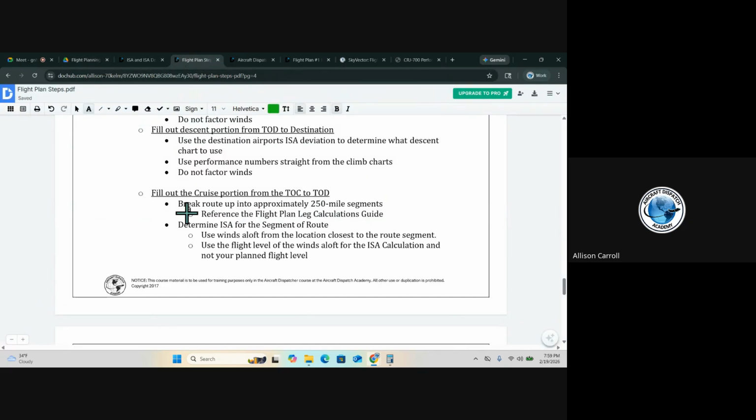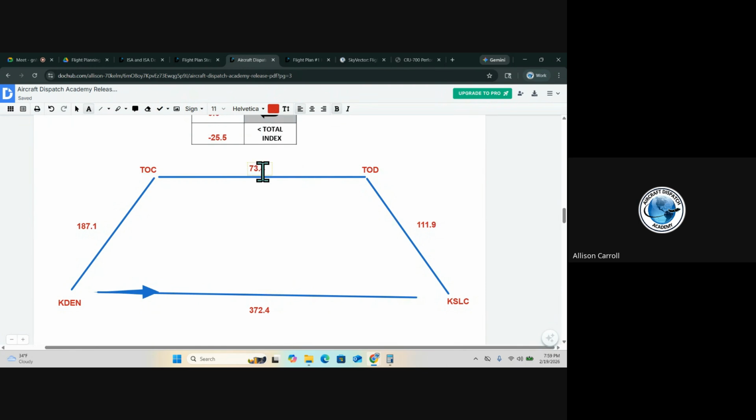When it says break it up into approximately 250 mile segments, well, this is only for cruise, but if we look at our cruise, it is only 73.4 miles because it's such a short flight, right? It's not a far distance from Denver to Salt Lake.